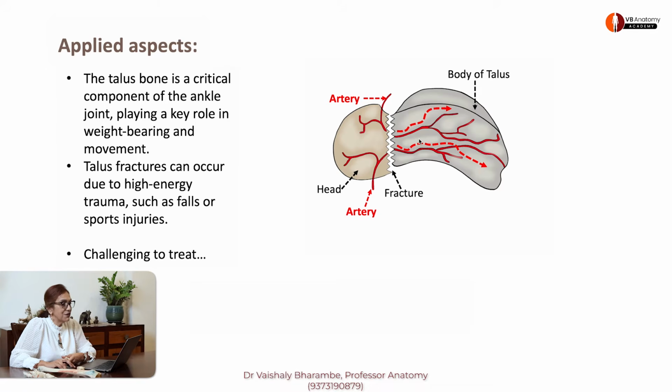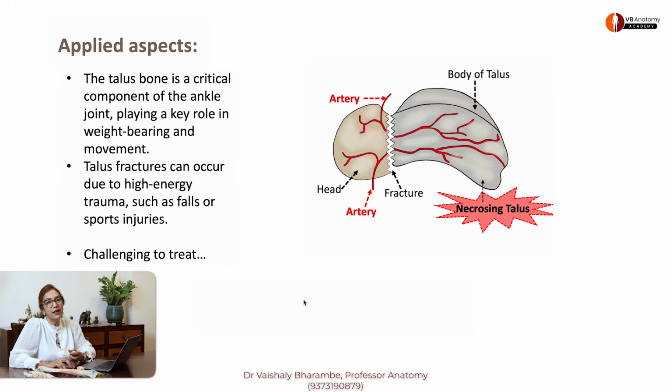Now imagine if there is a fracture, the supply to the body of talus is cut off. So what happens? The talus typically is a bone that enters into non-union. Talus fractures can occur due to high energy trauma during sports, and this bone typically enters into necrosis because the blood supply comes from the head backwards. So from the head backwards, you have a fracture here. The blood supply to the rest of the talus itself is lost, resulting in necrosis of the talus.